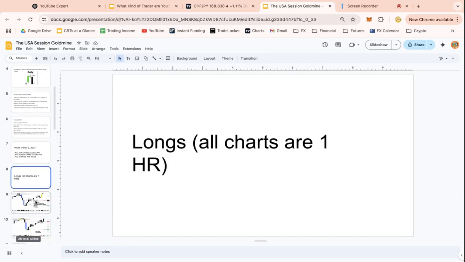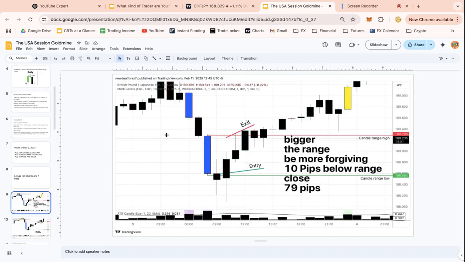So these are longs for the week of December 2nd, all 1 hour. Right here, ATR indicator at 8 a.m. Then at 9 a.m., this is our money candle that pokes below the range and closes close enough to it. Now, the bigger the range, the more forgiving you may have to be with prices that close a little bit outside of the range. So this one here did close about 10 pips outside the range.